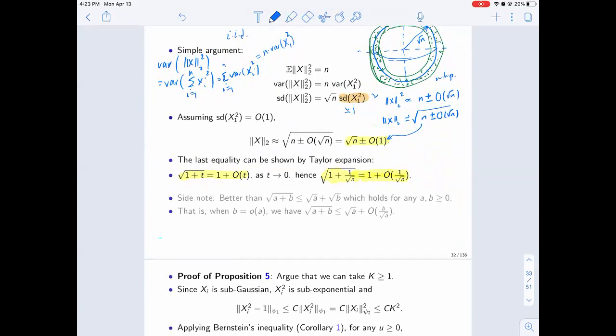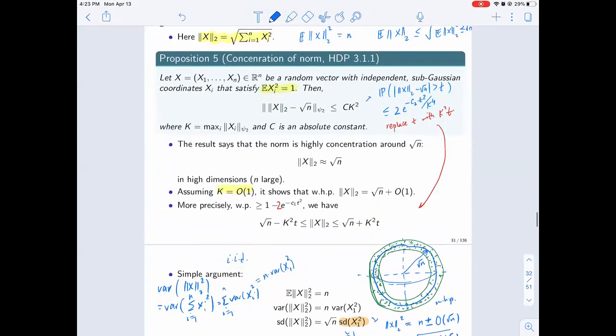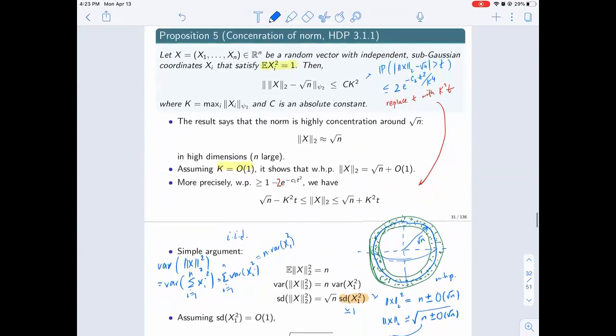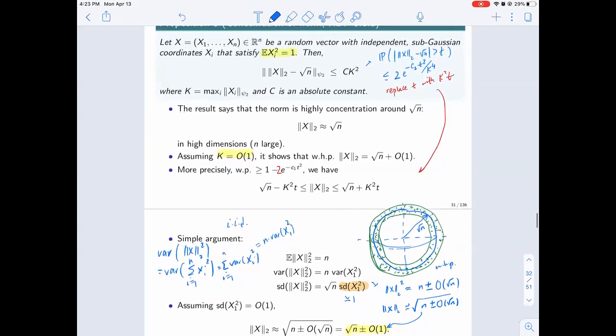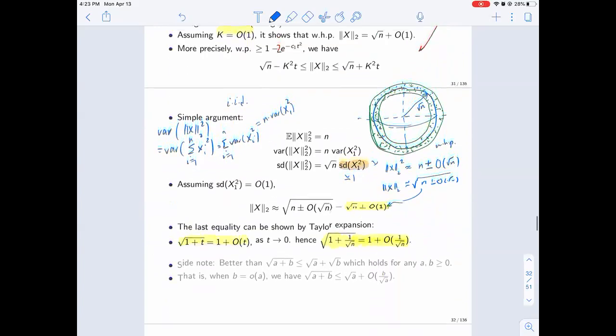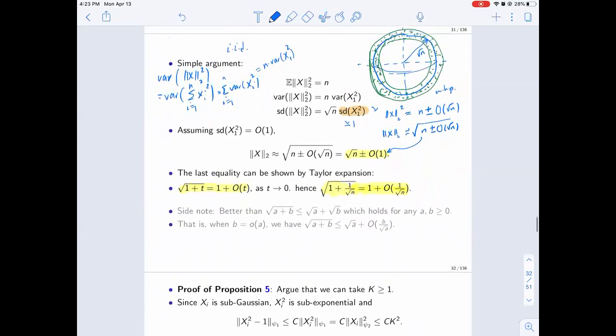Other questions about this? This is just good to remember. So if you have independent sub-Gaussian variables, and if you normalize them so their moments are 1, then the norm of that vector is sharply concentrated around root n. This gives you a very good rule of thumb to work with random vectors.